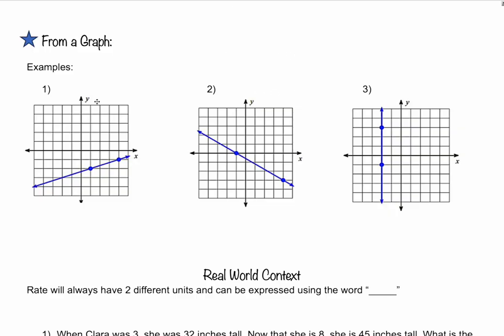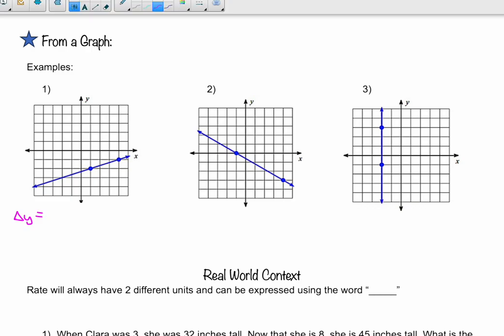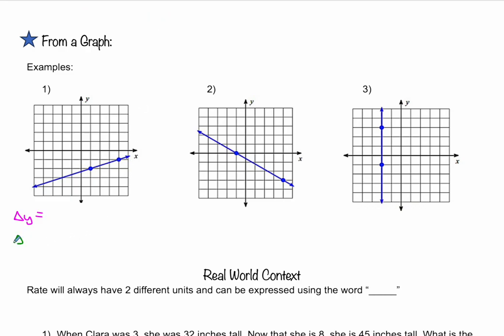So in this first problem, I have a graph. I have two coordinates here. I do want to find my change in y. And I do want to find my change in x. Because then I can do my change in y divided by change in x. And since this is linear, that'll be my slope. So using one coordinate, I'm going to start with this coordinate on the left. It does not matter which coordinate you start with because your end result will be the same.